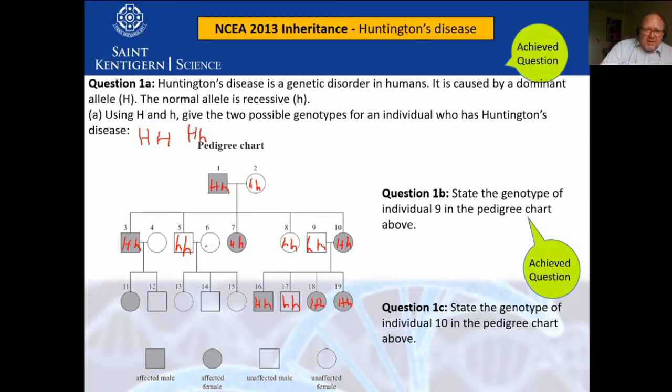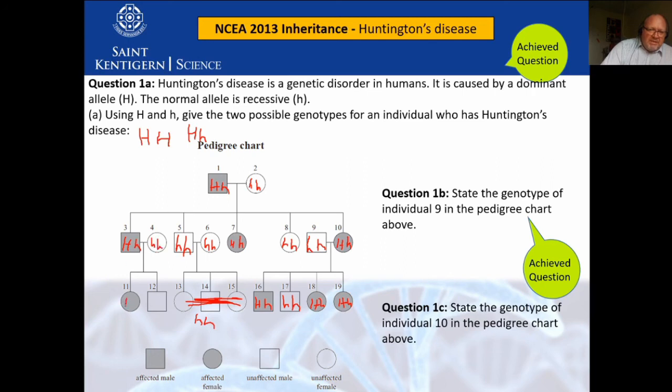Now, can you see this guy is also not affected, so he's a heterozygote. So all of these guys will be heterozygotes. Homozygous recessive, what am I saying? Homozygous recessive, homozygous recessive. They can only give little h's. So all of them will be little h's. But over here we have a heterozygote.